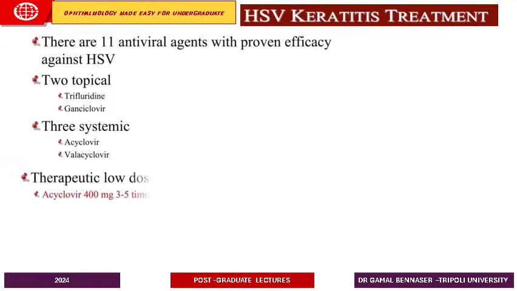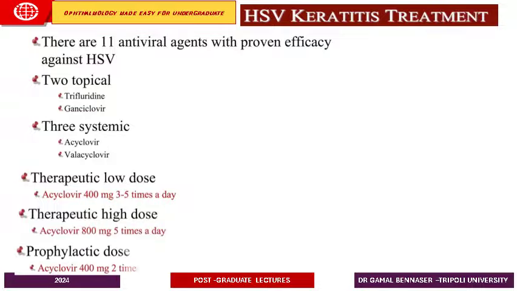The regimens usually used are the therapeutic low dose of antiviral medications, the therapeutic high dose, and then the prophylactic dose. Usually the therapeutic low dose is used for epithelial keratitis, especially dendritic keratitis, and the therapeutic high dose is used for geographical ulcers, that is, epithelial involvement with active virus replication but with a large virus load. Also, this therapeutic high dose is used for herpes zoster as well. And the prophylactic dose we will speak about later.